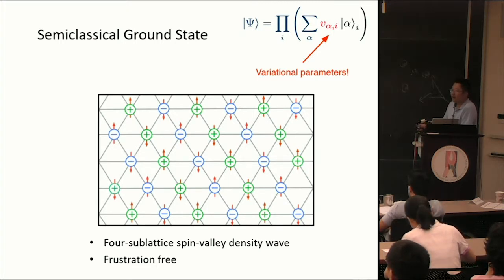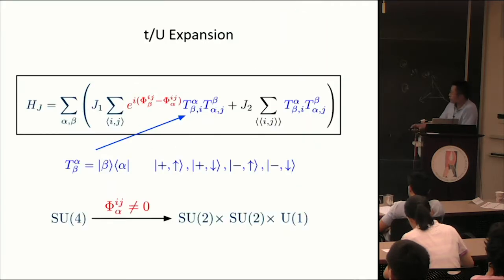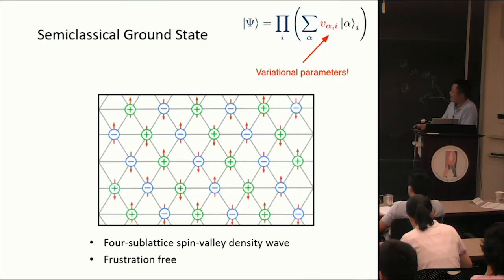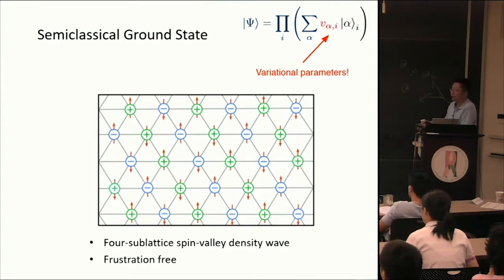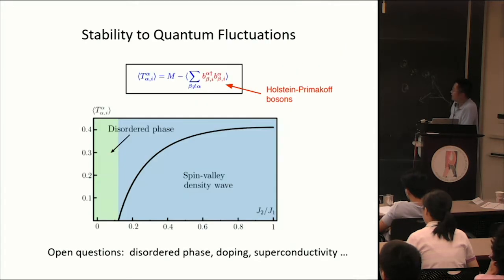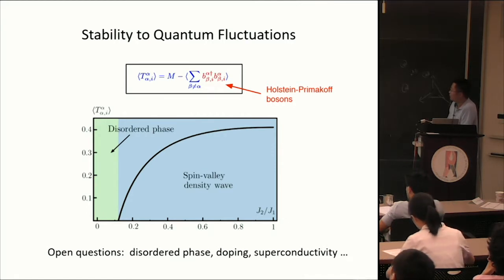The remaining states in the degenerate manifold can be obtained by rotating the spins of each valley. So we can separately rotate all the spins in the plus valley and the spins in the minus valley, and there is a manifold of these ground states. This is a semi-classical state, and one can further analyze the effect of quantum fluctuations at zero temperature. This is basically the reduction of the ordered moments due to quantum fluctuations.